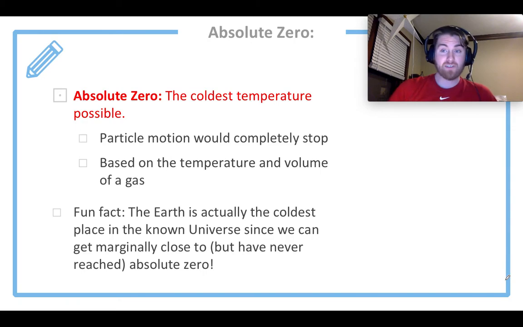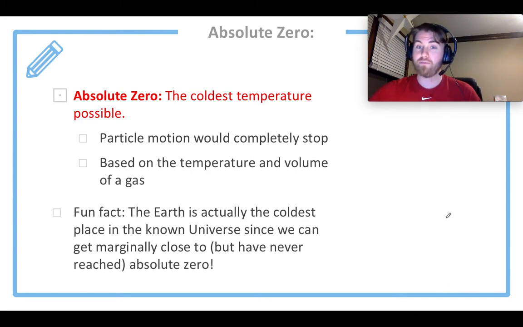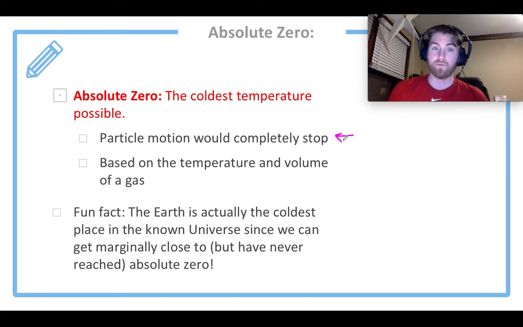So, absolute zero is actually the coldest temperature possible. Like, period. That's it. It's done. Since temperature is a measurement of the average kinetic energy, at 0 Kelvin there is no kinetic energy. If there is no kinetic energy, then particle motion would completely stop. Your particles would not move. And it's based off the temperature and volume of a gas.